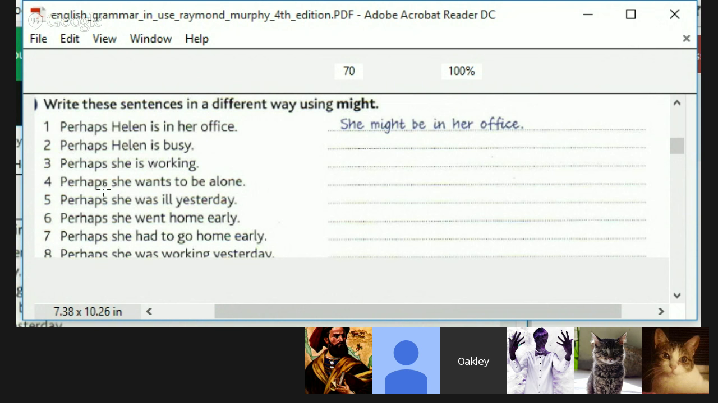Sometimes we actually will actually add perhaps, and that's fine too. Perhaps she might be working. Maybe she might be working. Sometimes we add one of these perhaps, maybe words. You don't need it because might says it by itself. A little bit redundant, but sometimes you will hear that. Daniel, number 4.